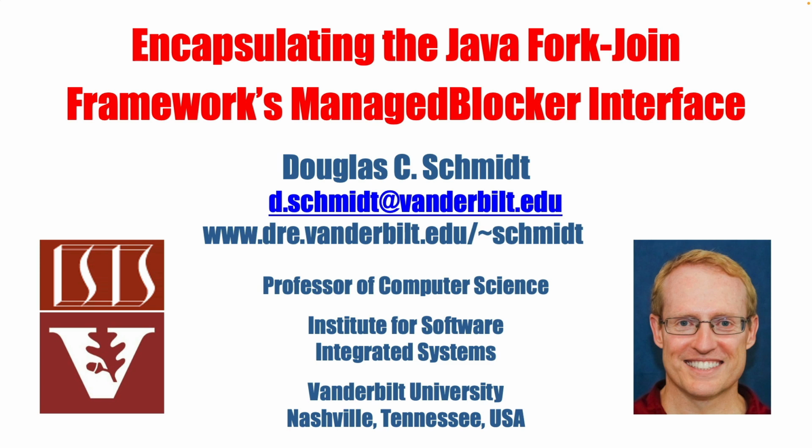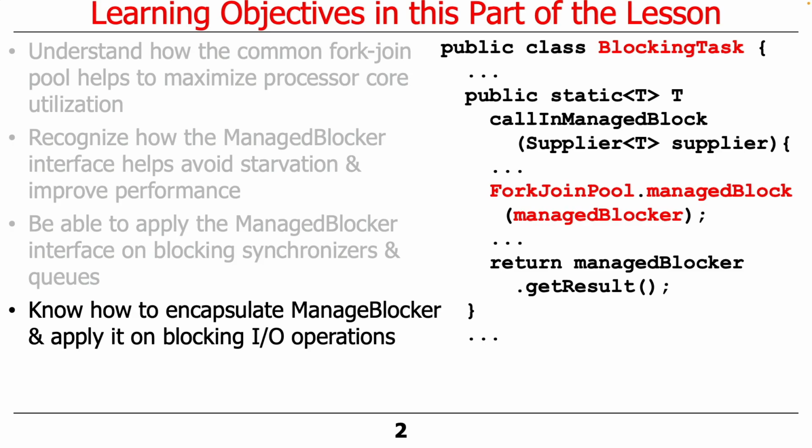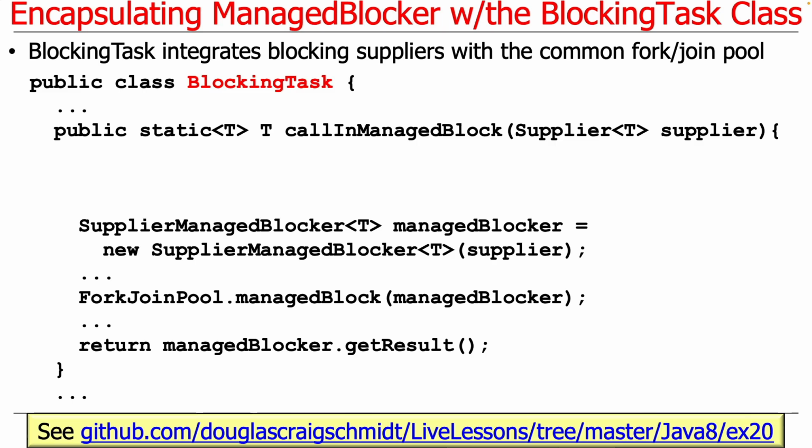So the next topic in this series about managed blockers will show how to encapsulate the managed blocker interface in a more civilized way, or a more civilized interface or civilized API. And this will demonstrate something called the blocking task. And we'll show how you can use that to apply to blocking I/O operations, yet another use case of this approach. So there's a class called BlockingTask.